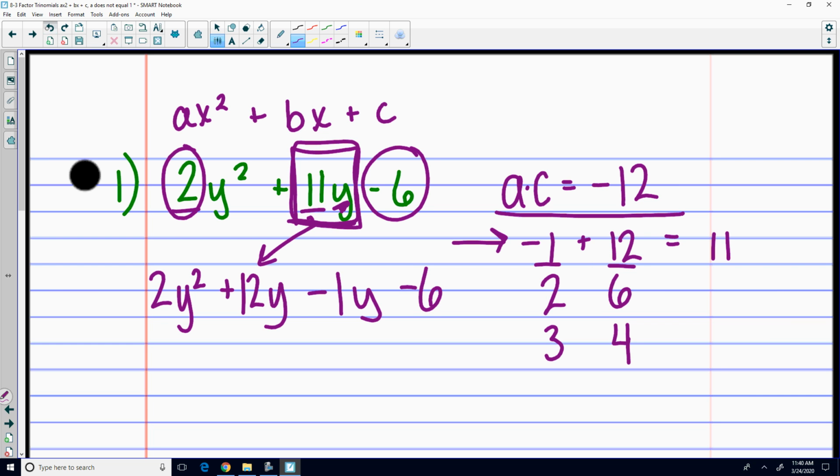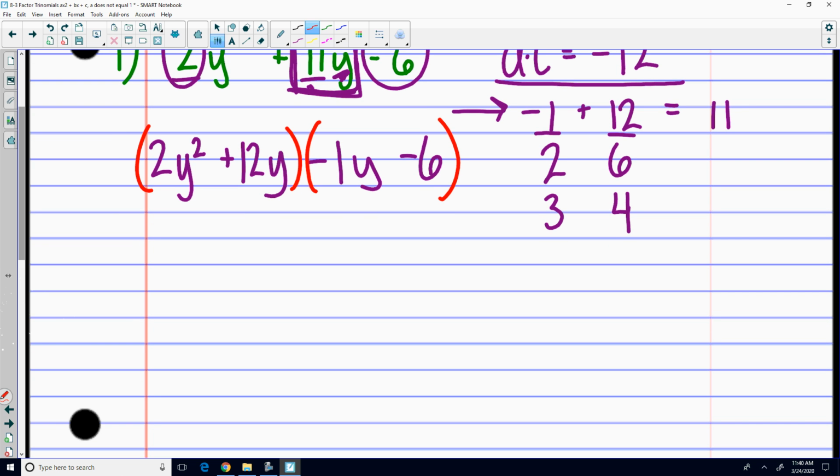After that, I told you to put parentheses around them to group them. So the first two get grouped together, and the last two get grouped together. Now we pull out the greatest common monomial factor out of each term. So what can I divide both terms by? Well, I see that 2 and 12 share a factor of 2, and y squared and y share a factor of y. I'm going to go ahead and divide both of these terms by 2y to figure out what I have left. Those cancel, so I have 1y left, and if I divide this by 2y, I'd have plus 6 left.